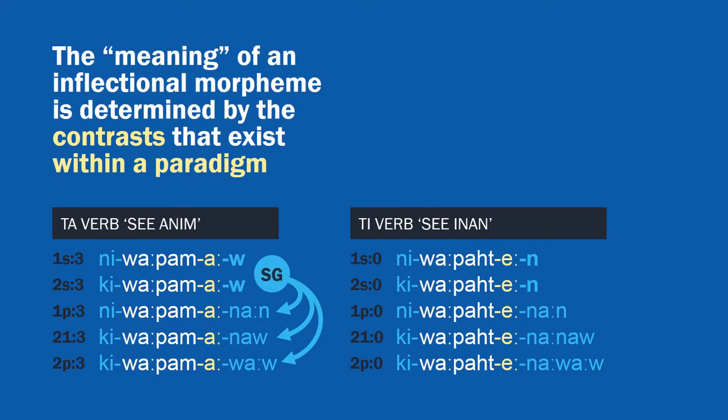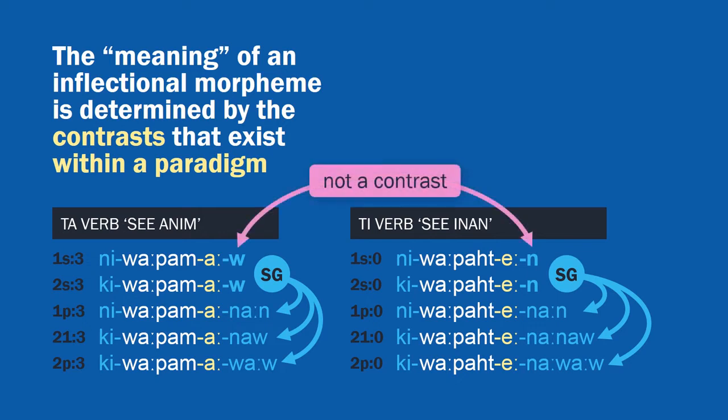Similarly, within the TI paradigm, we have minimal pairs in which N appears when the subject is singular, and some other suffix appears when the subject is plural. So within the TI paradigm, the function of the N, parallel to the W, is to indicate that the subject is singular. And that's all we can conclude about the meaning of W and N. We can't make a comparison between forms with W and forms with N because the two forms belong to different paradigms. They don't contrast with each other. There are no minimal pairs.